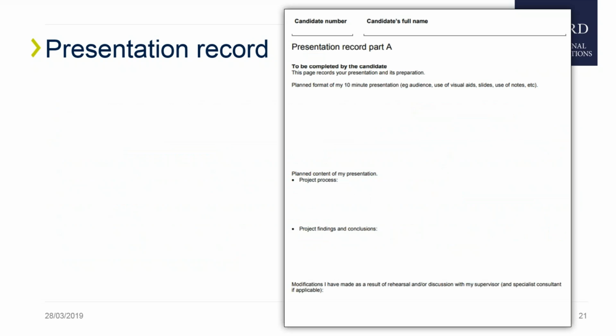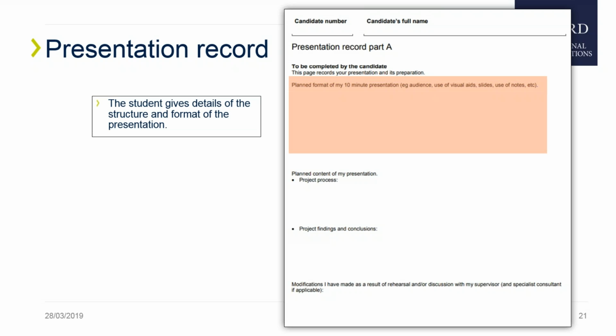So let's look at the relevant part of the production log to get a clear idea of what we're talking about. So here you've got the presentation record part A. So this is towards the end of the production log. There's a part A and a part B to do the presentation. The part A is to be completed by the candidate, and the part B is to be completed by the supervisor. So this is what the student completes before the presentation. The first section, the student gives details of the structure and format of the presentation.